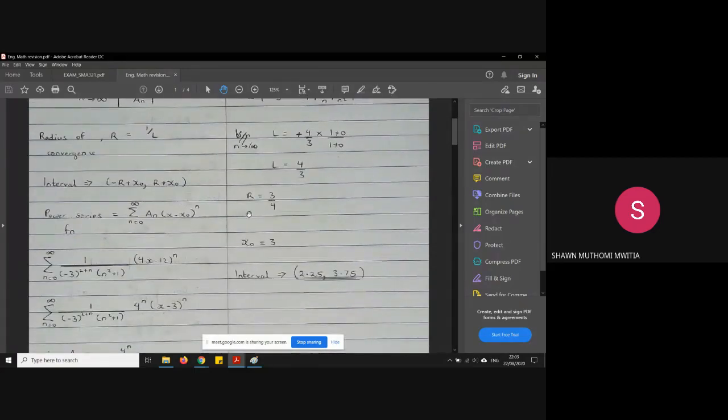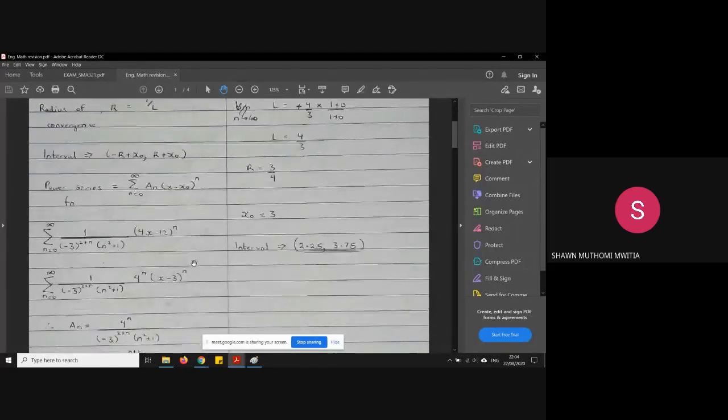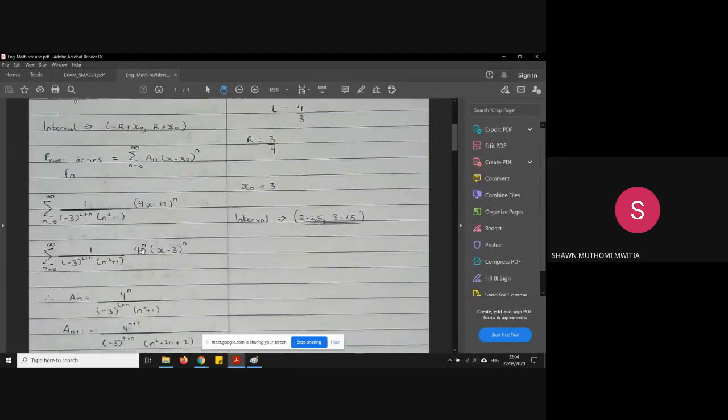So here, negative r plus x naught to r plus x naught will give the interval. So this is the general format of a power series function, but this is what we were given. You have to take note that inside the brackets, the x has a coefficient of 1, whereas we have 4 over here. So you'll need to factorize that out. I got 4 to the power of n because of this n over here. Factorized out, you get 4 to the power of n coming out, to become part of a(n), like this.